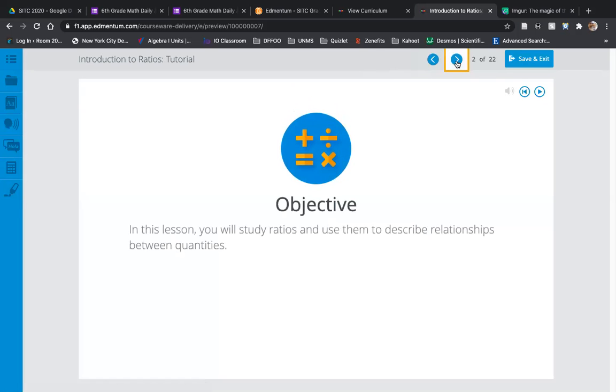So objective, right? Every one of these lessons is gonna have an objective. That's the goal. That's what you want to try to have done by the time you're done with this, and then once you get to the mastery test. So the objective for today states that in this lesson, you will study ratios and use them to describe relationships between quantities, right? So that's the goal. That's what we're trying to do for this lesson.